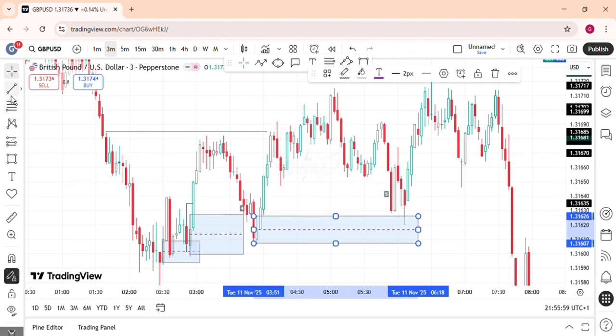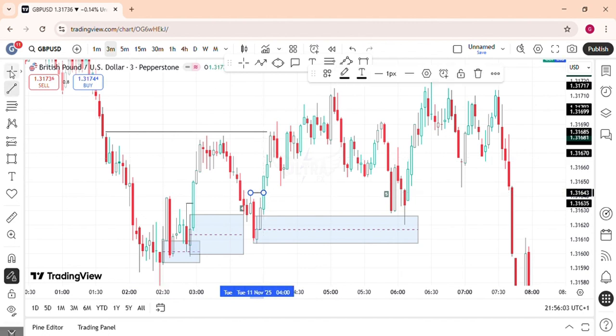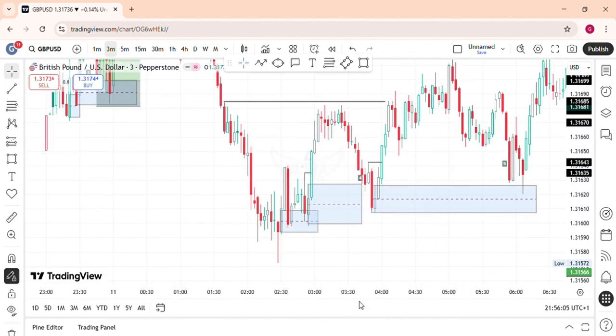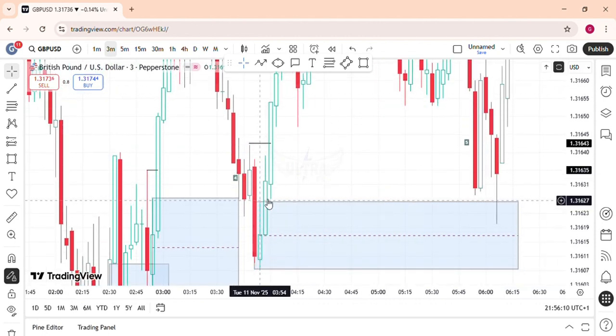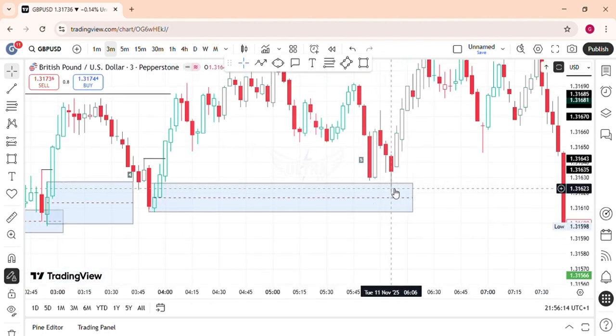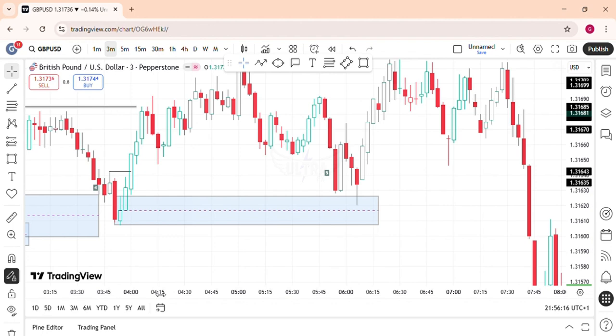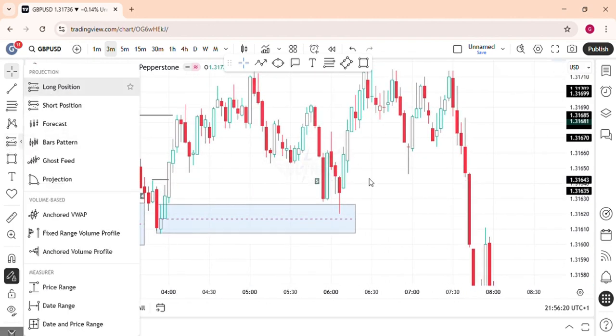So this is a break of structure, and you can see this fair value gap here. Let's zoom in. This is a fair value gap here. So price taps into this fair value gap to give us a bullish trade. So that was our trade number 5. A long position here at this other block right here.